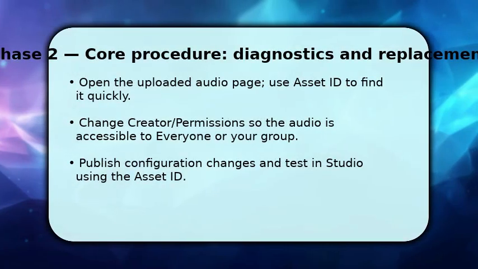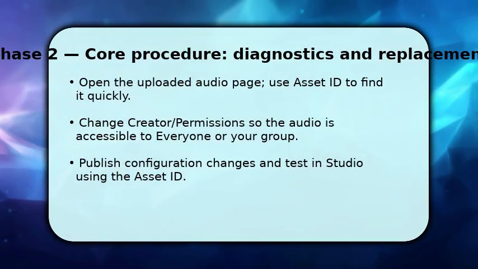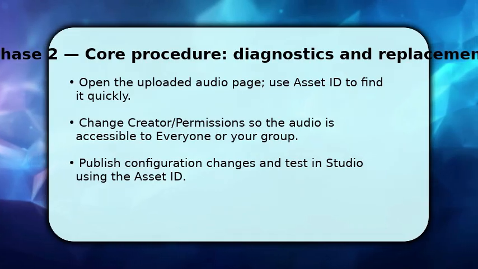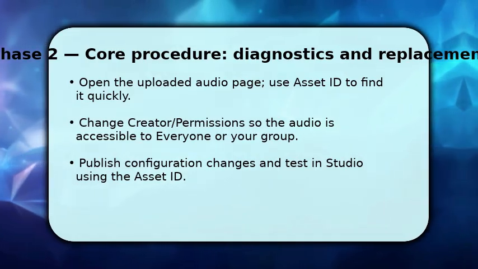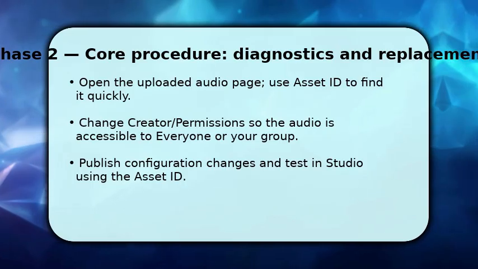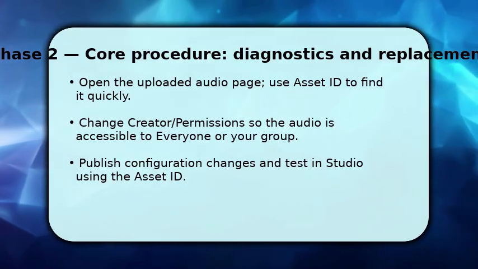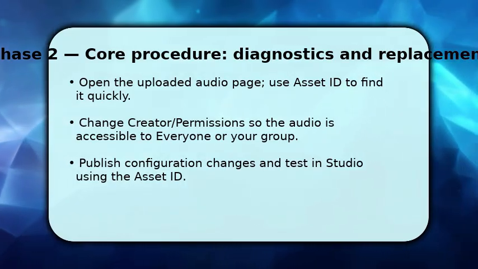You next open the audio's item page and inspect the permission settings. Roblox sometimes defaults to restricted visibility. Change visibility to everyone or assign it to your group so others can access the ID. This is why you copied the asset ID earlier.